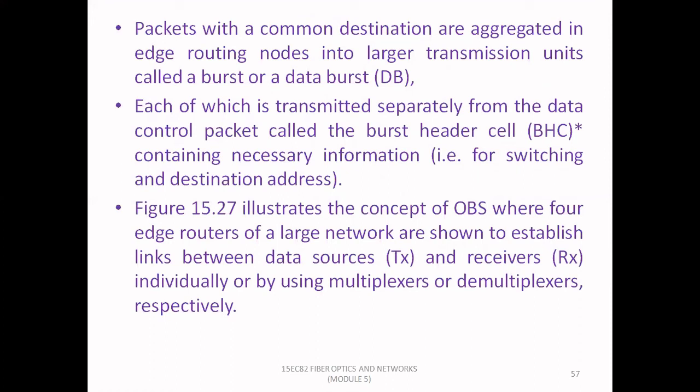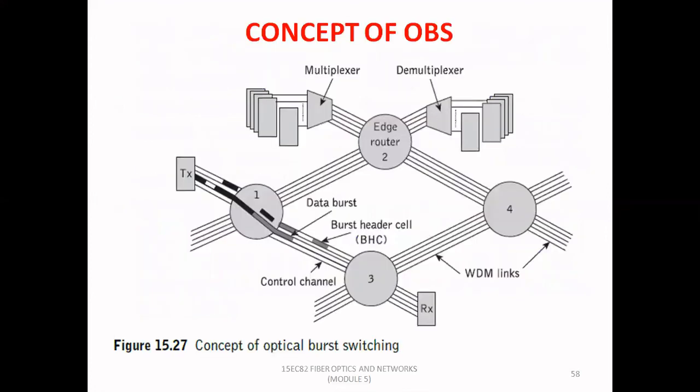Figure 15.27 illustrates the concept of OBS where two edge routers of a large network are shown to establish link between data sources and receivers individually or by using multiplexers or demultiplexers respectively. So this is the concept of optical burst switching explained in this figure.